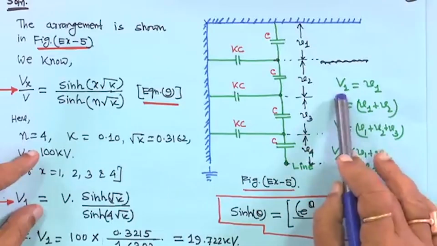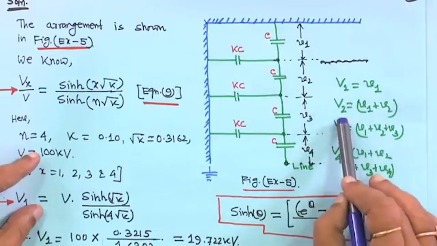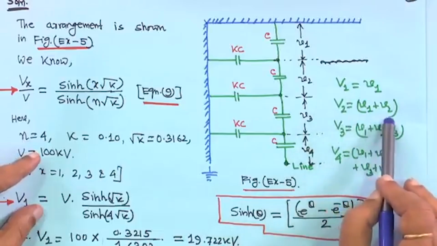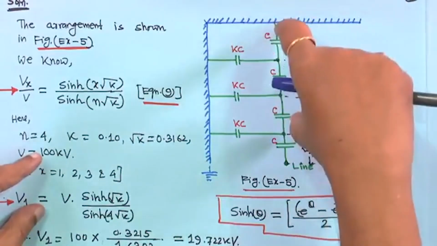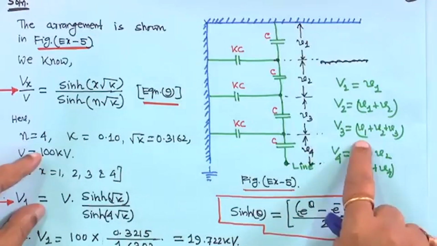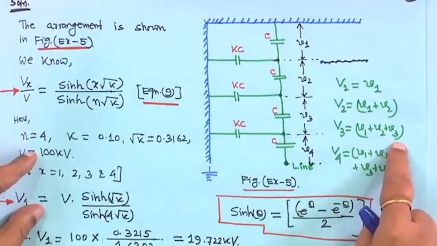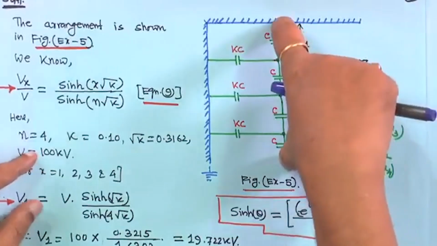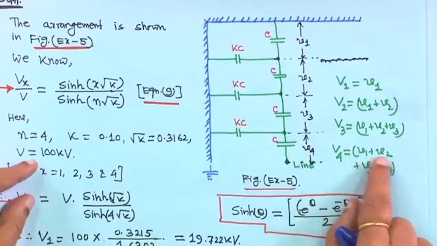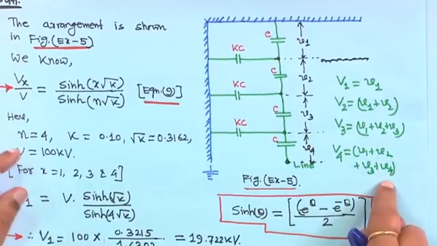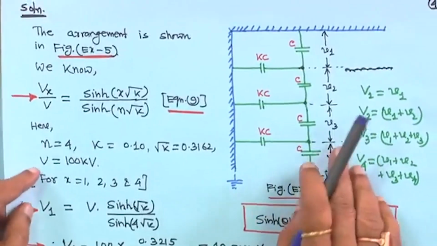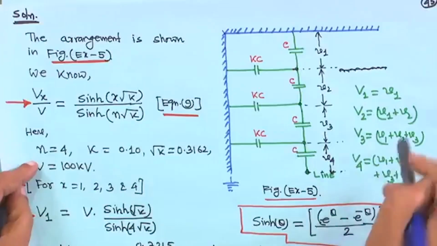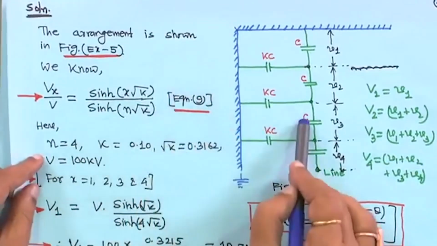So, capital V1 is equal to small v1, capital V2 is small v1 plus v2, capital V3 is equal to small v1 plus small v2 plus small v3, and capital V4, that is the total, is equal to small v1 plus v2 plus v3 plus v4, right. So, do not confuse this with the previous one; everything is clear, right. So, the arrangement is shown in the figure.